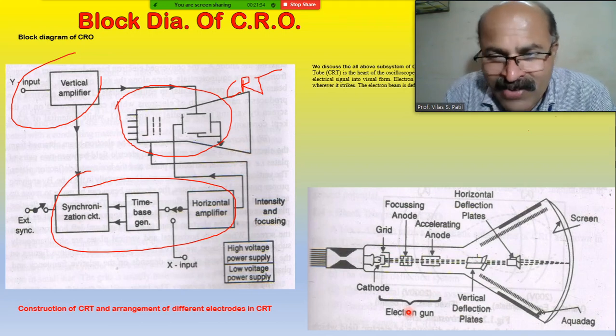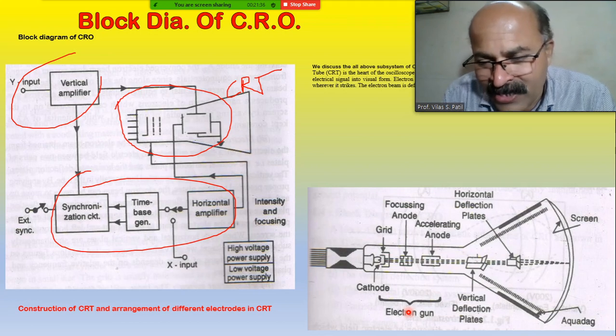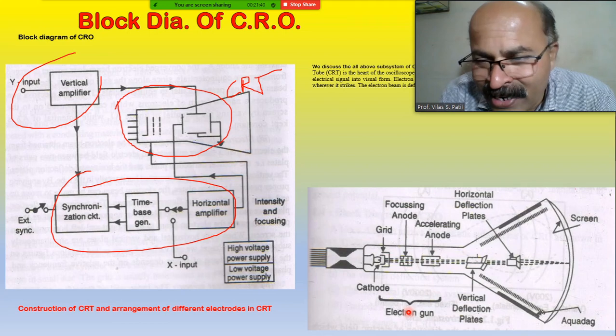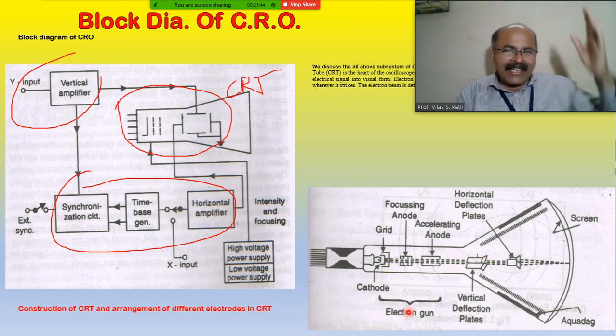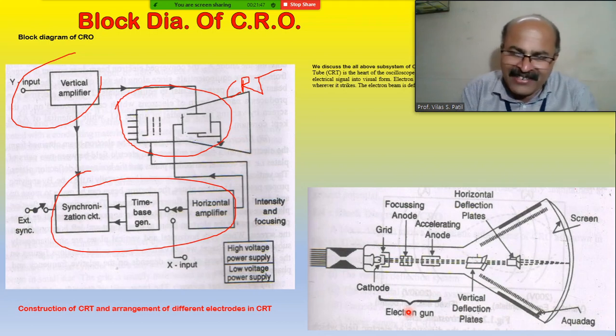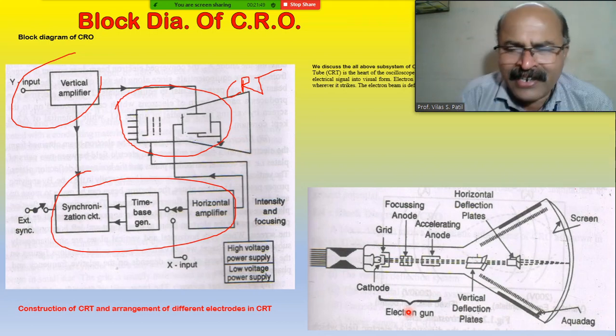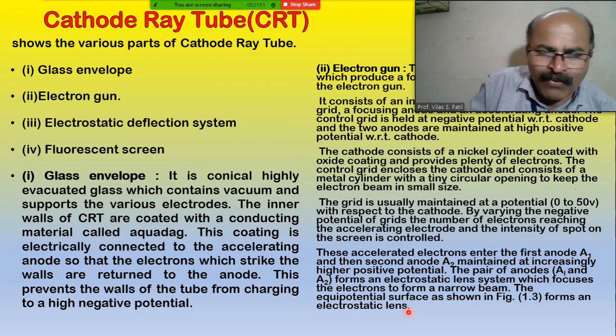Further ahead, the deflecting system is formed. That will be the deflecting system. It contains two horizontal plates and two vertical plates for deflecting the beam about the vertical axis y and the horizontal axis x, and so it will be known as the XY plotter.